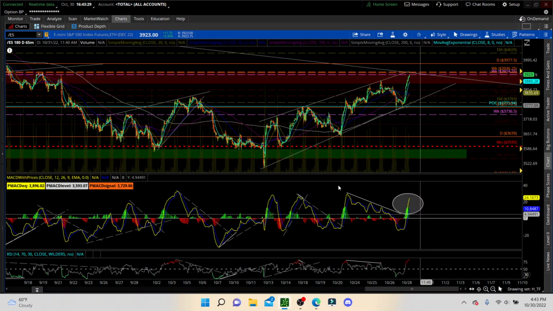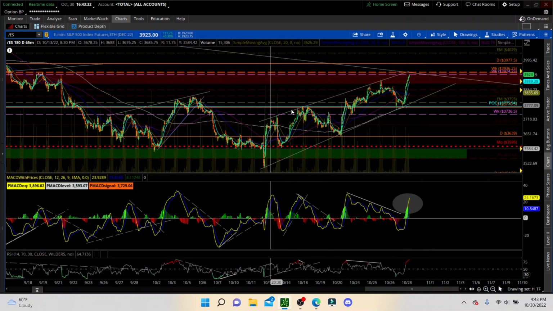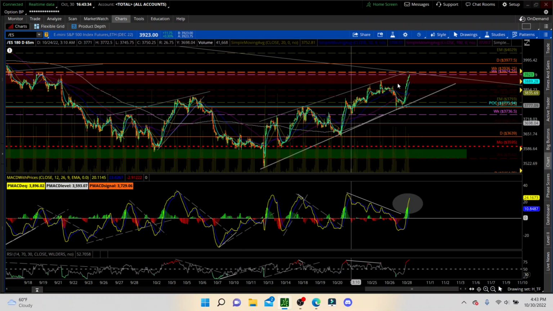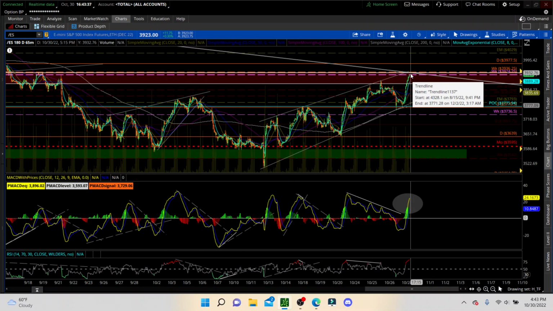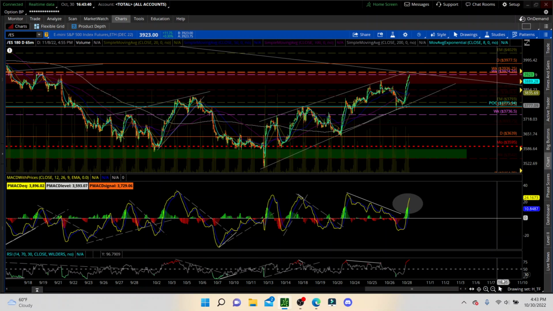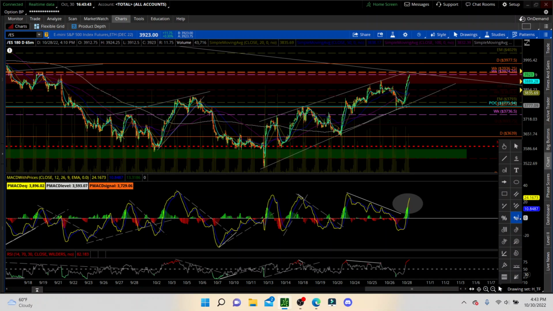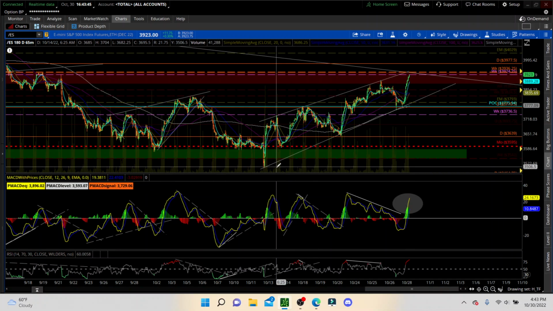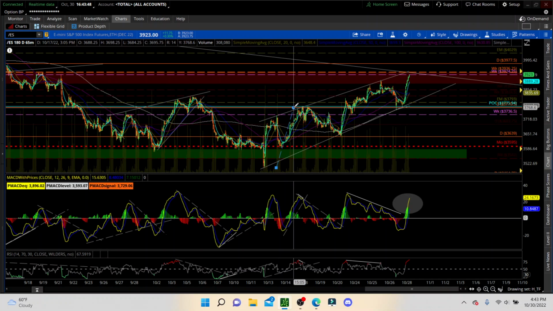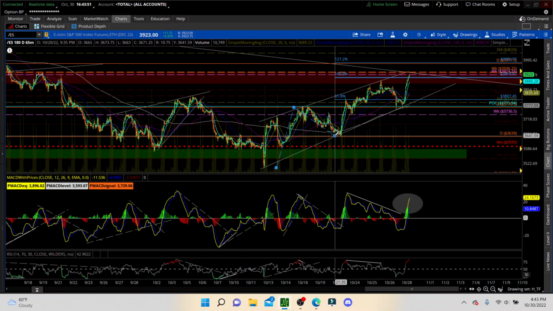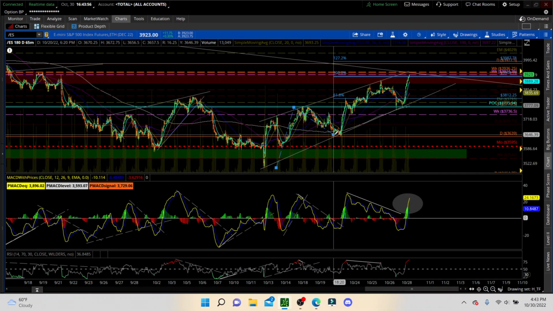But if this is just an A, B, and a C, then this might be done. The Fibonacci relationship, if you go from the bottom of A to the top of A, so that length, if we go to the bottom of B, we're right at that 100% area, the relationship from A to C. So that would be an excellent spot to short. And then the 127 is also at the 39.80 if we do get above that.